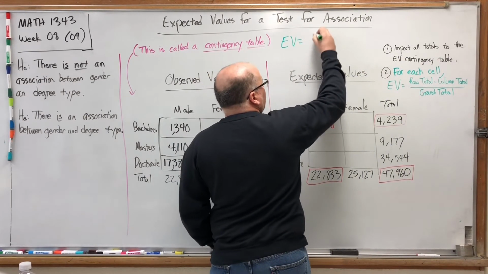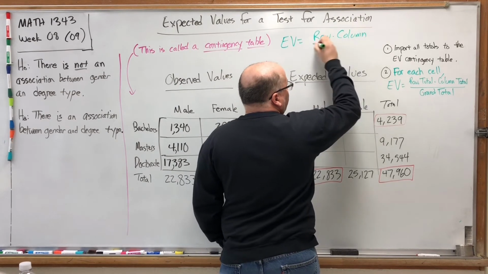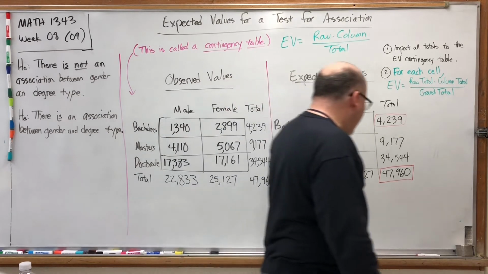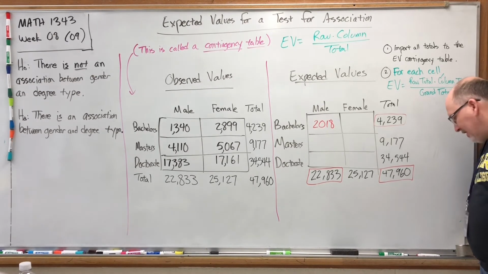Expected value equals, we'll just say row times column divided by total. That's a little more succinct. And now that we've figured out how to calculate the expected value in an individual cell, we can now calculate the expected values for the remaining cells.